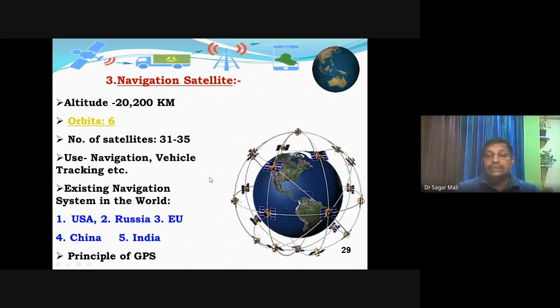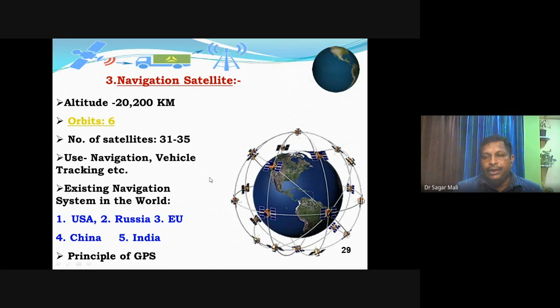In the world, there are five countries having their own navigation system, in which the pioneer is the USA, after that Russia and the European Union. These three countries have a global network. China and India have a regional network. They cover their own country and certain neighboring areas.